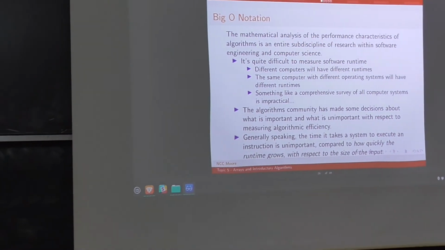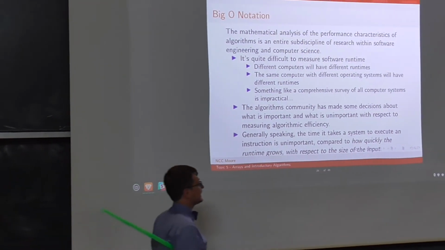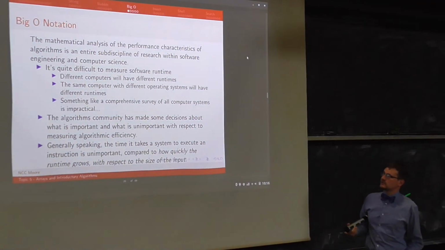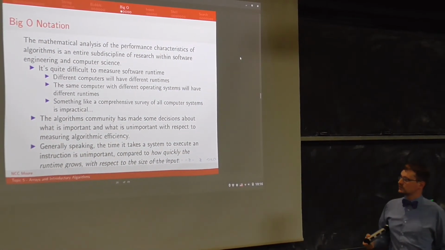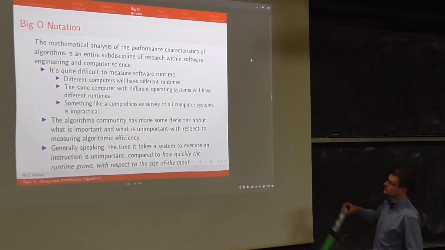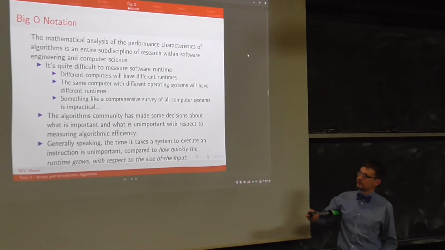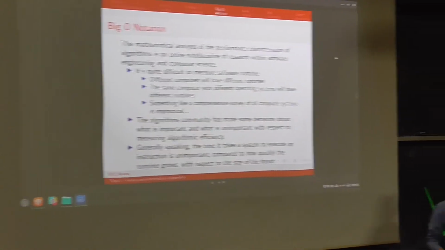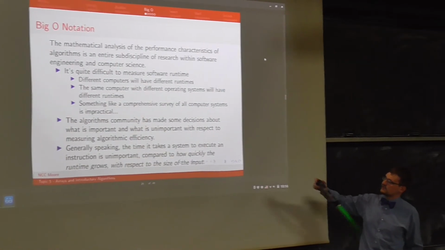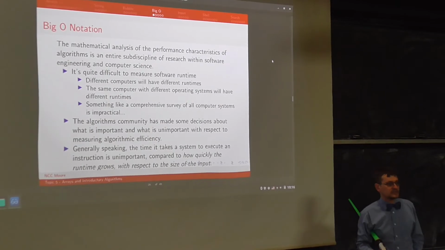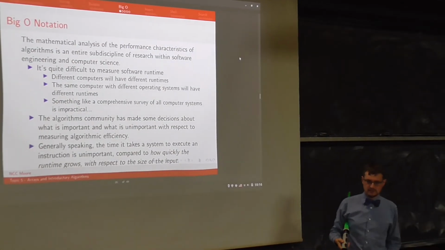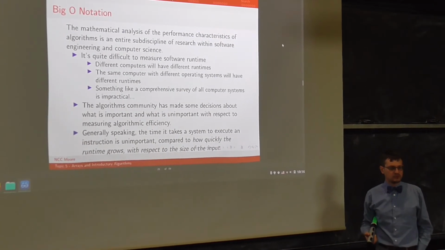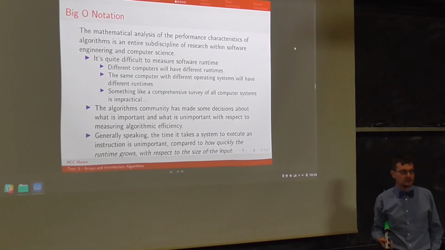So, let's talk about big O notation. The mathematical analysis of the performance characteristics of algorithms is an entire subdiscipline of research within software engineering and computer science. It is quite difficult to measure software runtime. Different computers will have different runtimes. The same computer with different operating systems will have different runtimes. Linux is best. Something like a comprehensive survey of all computer systems is impractical. Can you even imagine being the researcher that has to figure out how quick bubble sort works on a Fitbit?